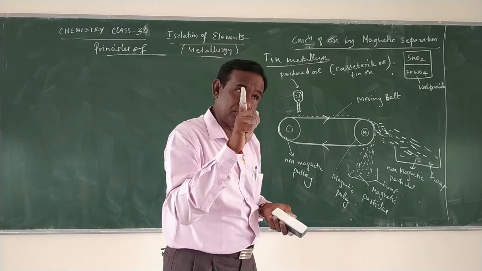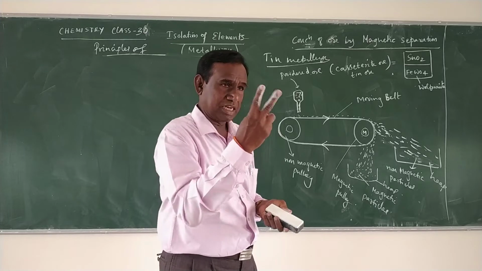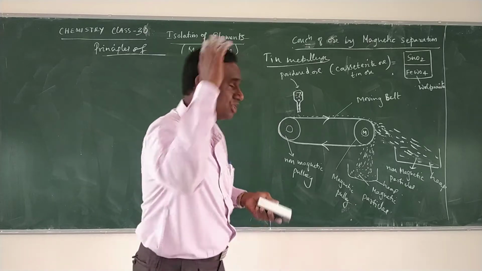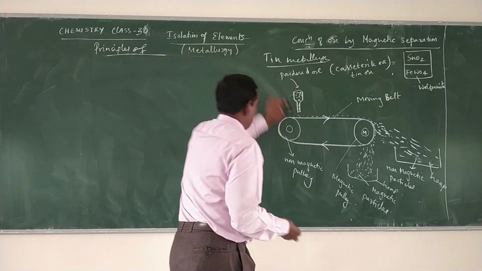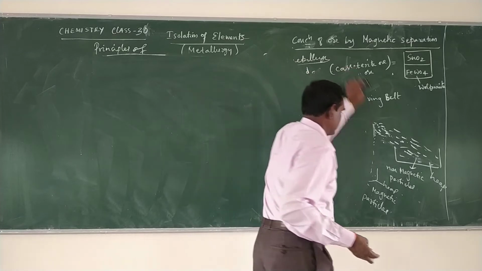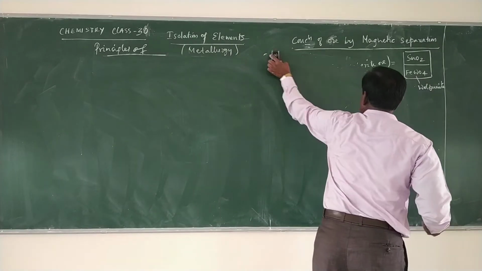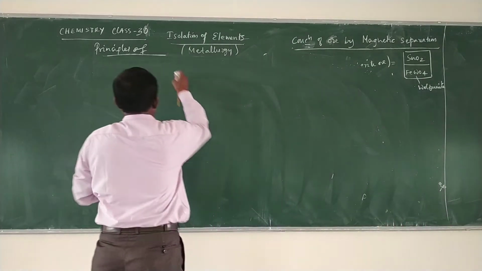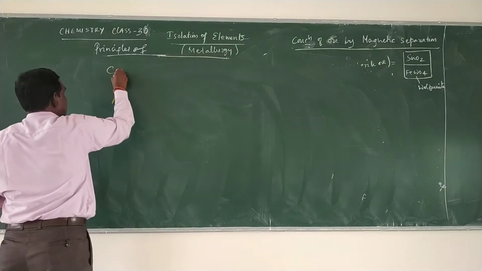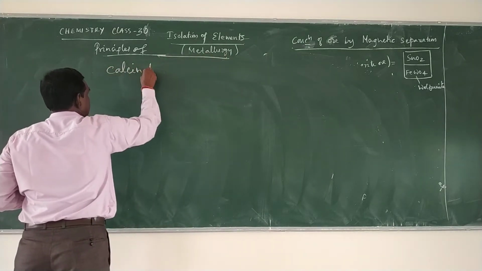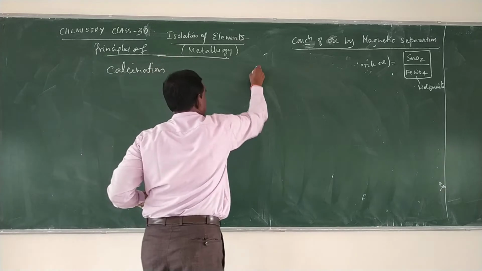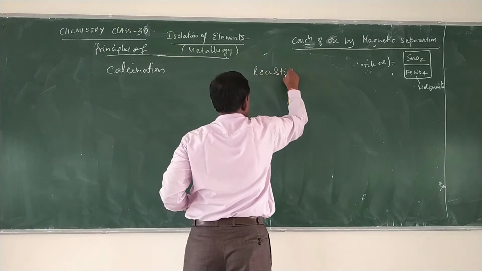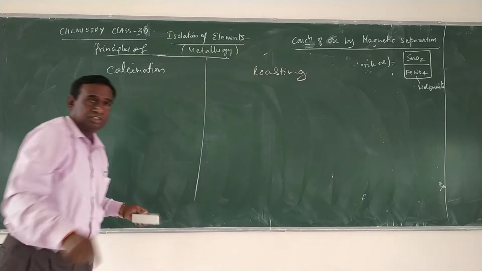So this is the first principle, concentration of the ore. Second principle is calcination and roasting. What is meant by calcination? What is meant by roasting?